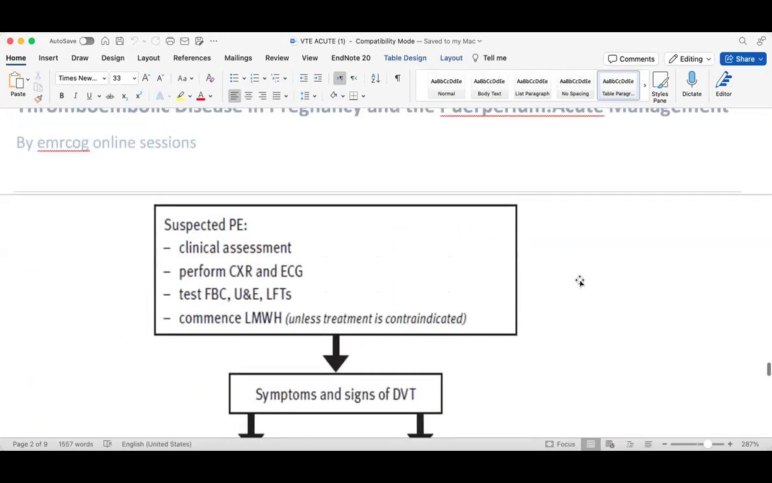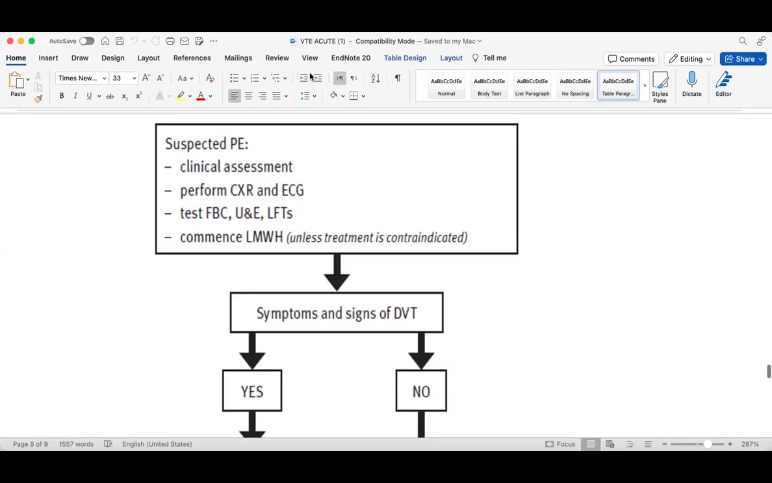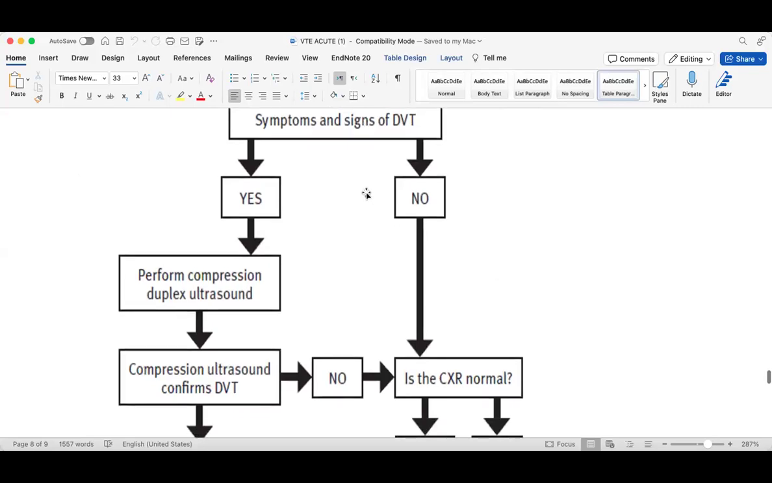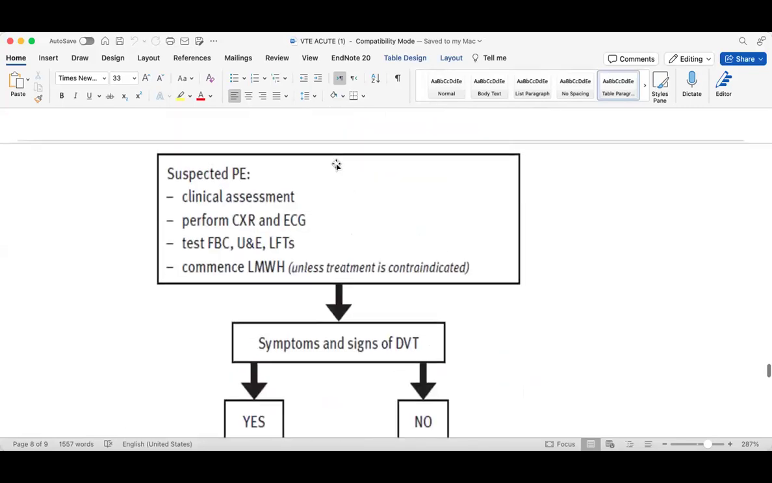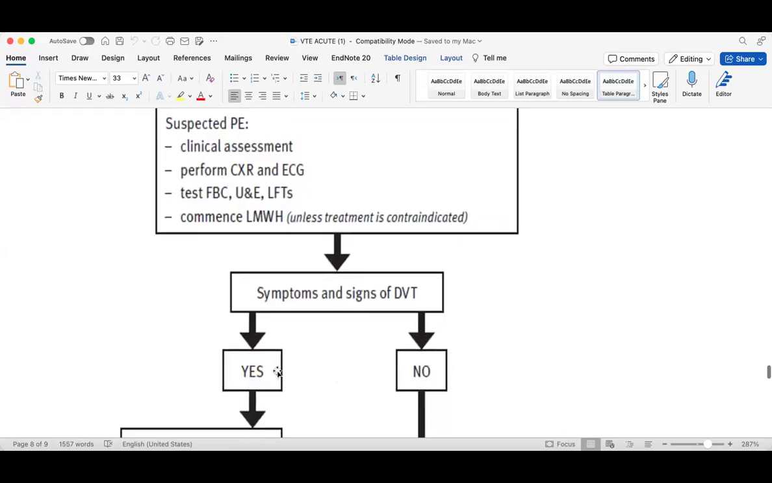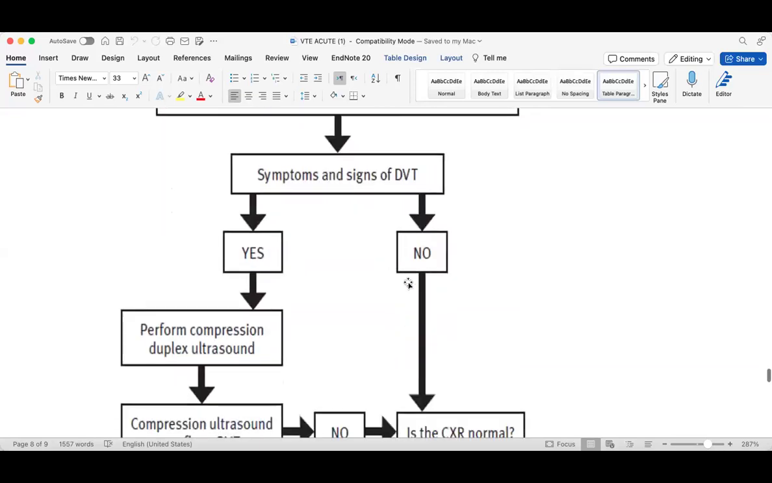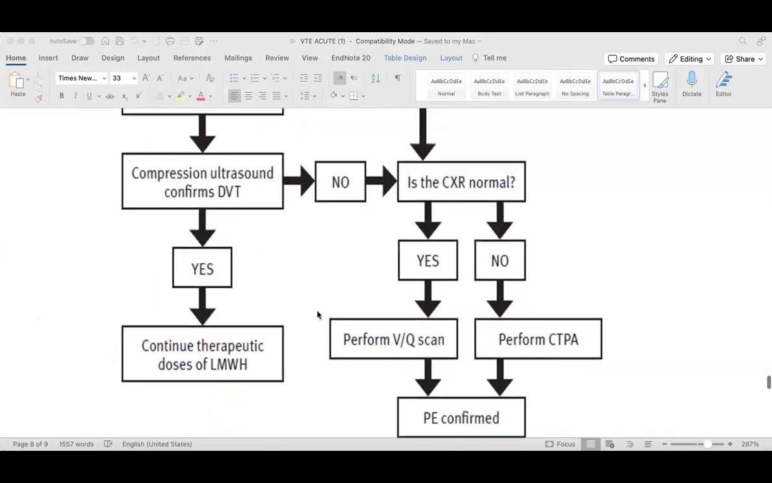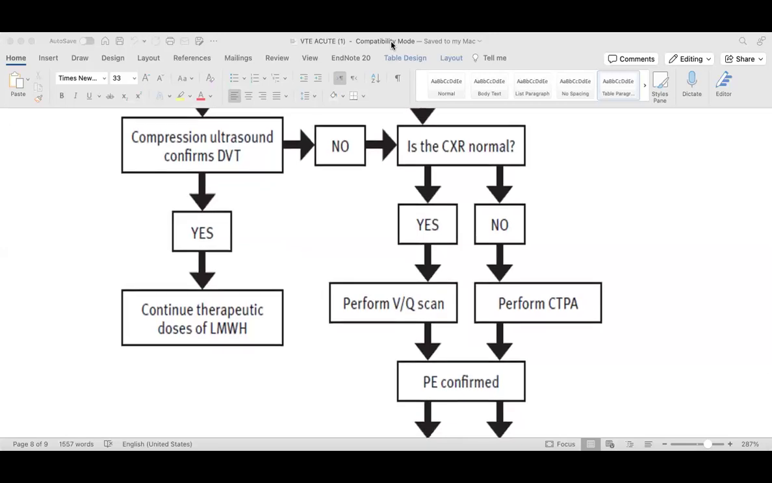So I'm trying to guide you in the correct way, based on the evidence and with careful application of the guideline recommendations. Let's have a look again at the algorithm quickly. We have symptoms and signs of DVT, yes or no. In our case it didn't mention, so we will go to the no pathway. In this pathway, it asks you to go back to the chest X-ray. If the chest X-ray is normal, go for the VQ, and if it is abnormal, then you go to the CTPA.